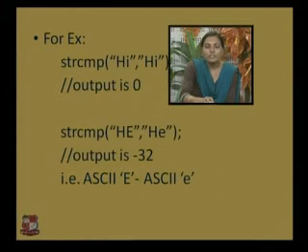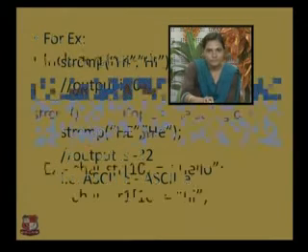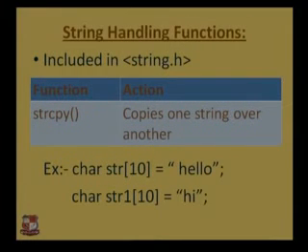So it will return the numeric difference of the first unmatching character, that is, the ASCII difference of the first unmatching character. Okay. Now the next is strcpy, which is useful for copying a string from one string to another. It means the value of the source will be copied to the destination.